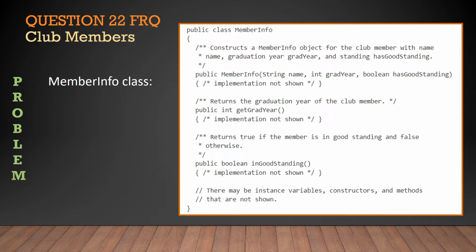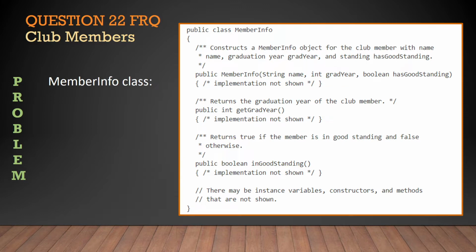What this question is saying is we've got a club with members, and we have two different classes. MemberInfo, which contains the information about a member, and it has certain things like name, graduation year, and standing. Standing, I guess, is to do with your grades. But basically, it's a Boolean, if you have standing.